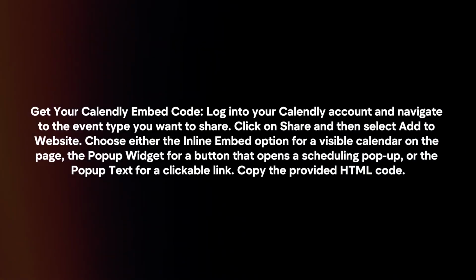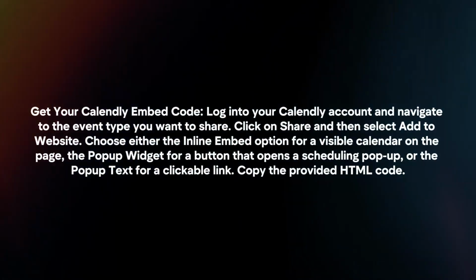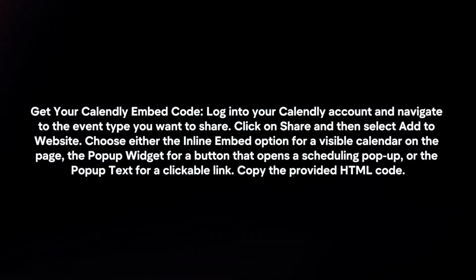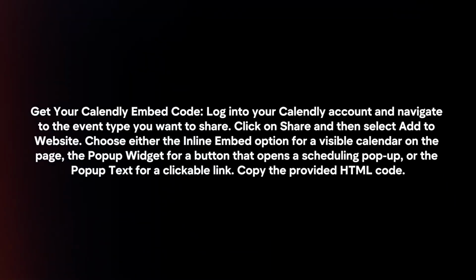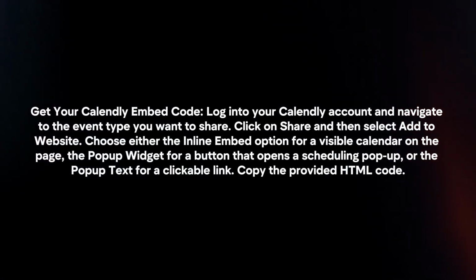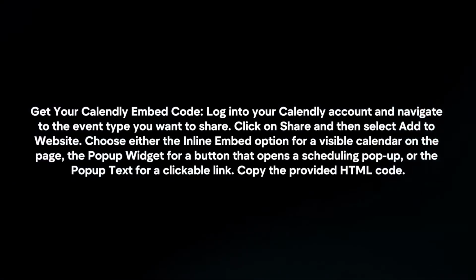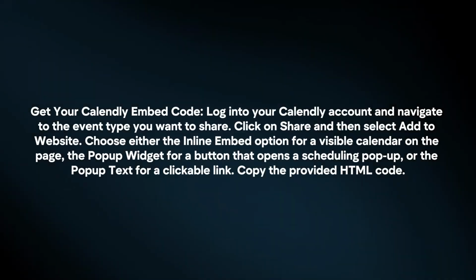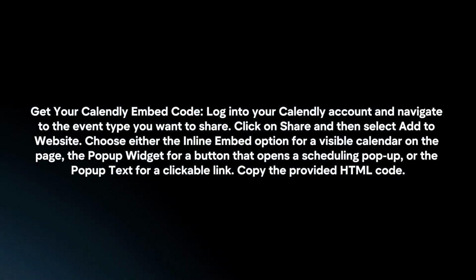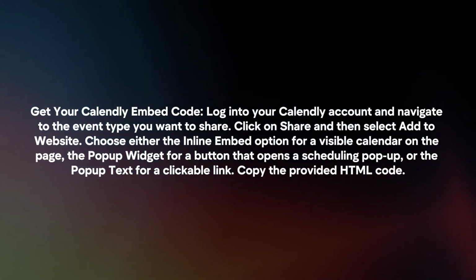Log into your Calendly account and navigate to the event tab you want to share. Click on Share and then select Add to Website. Choose either the inline embed option for a visible calendar on the page, the pop-up widget for a button that opens a scheduling pop-up, or the pop-up text for a clickable link. Copy the provided HTML code.